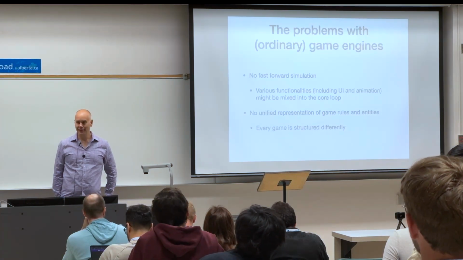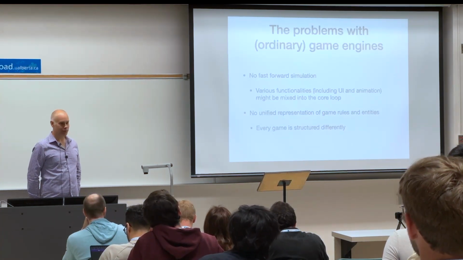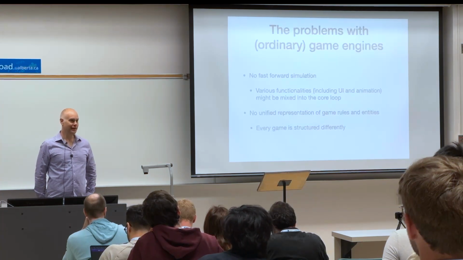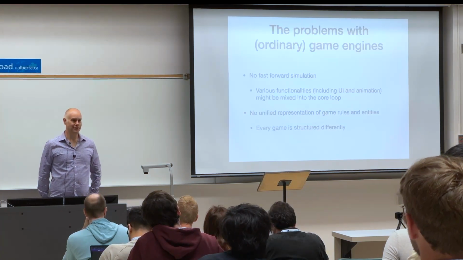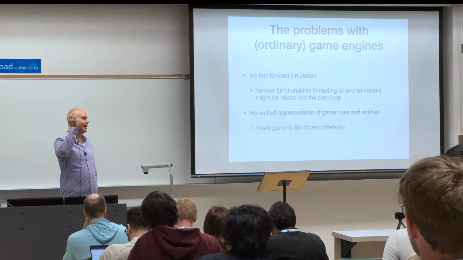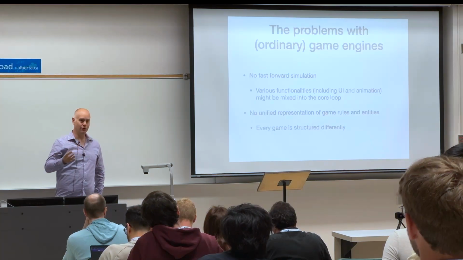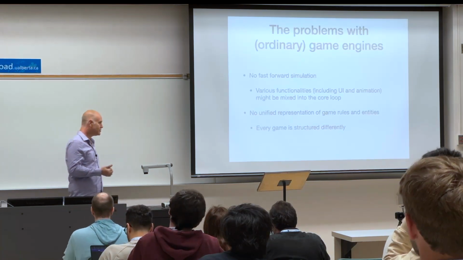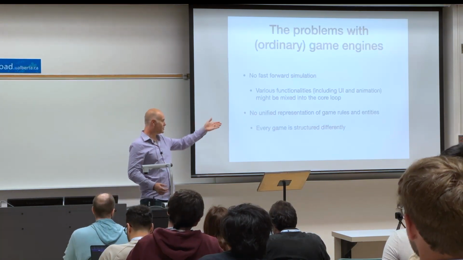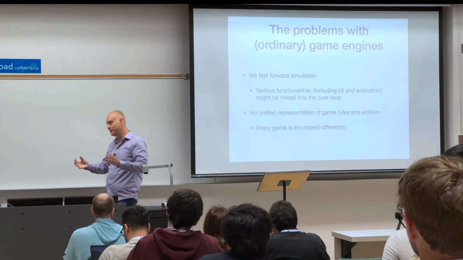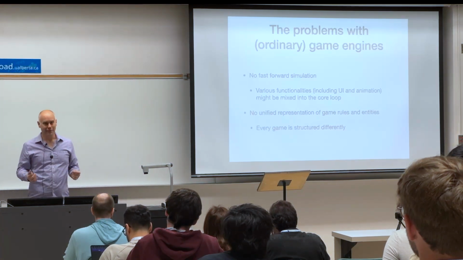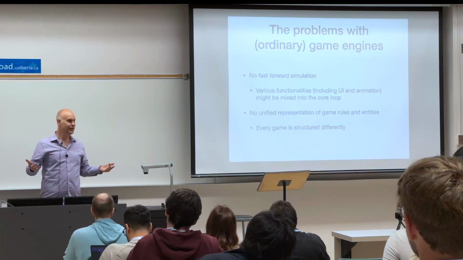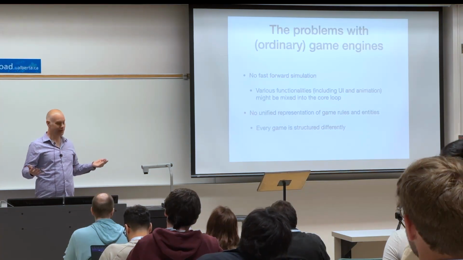Because everything is software rendering, you can just run it on the CPU and so on. In a standard game engine such as Unity or Unreal, this is not how it works. A lot of things, including UI and animation, tend to be incorporated into the main loop, making this very hard to work with in different ways. And there's also no unified representation of game rules and entities. It's really hard to figure out what you need to change. So neural game engines offer, to some extent, a way out of this, which is a really interesting way.